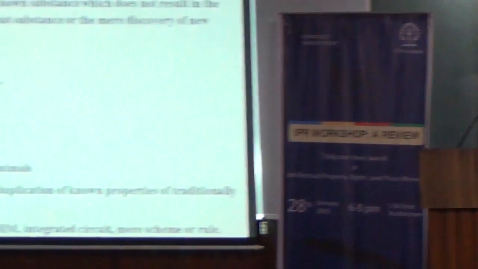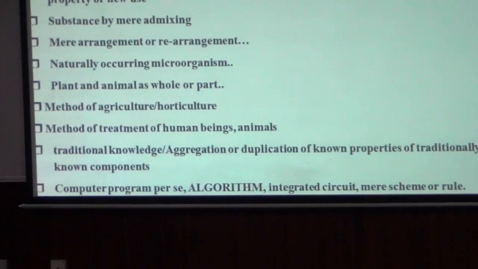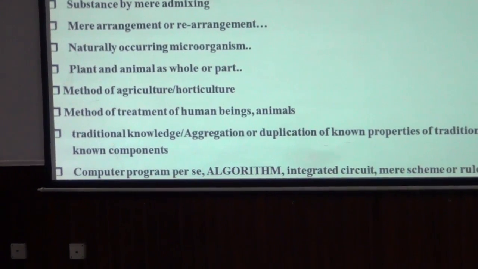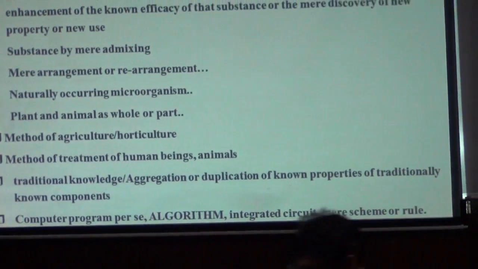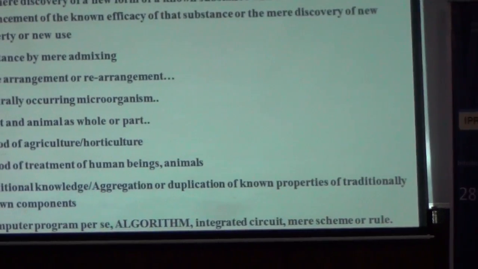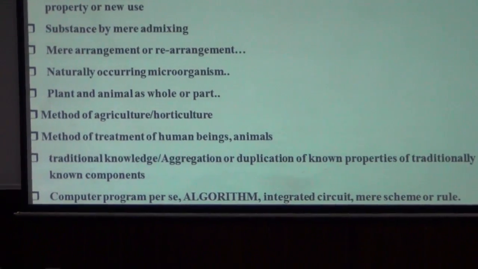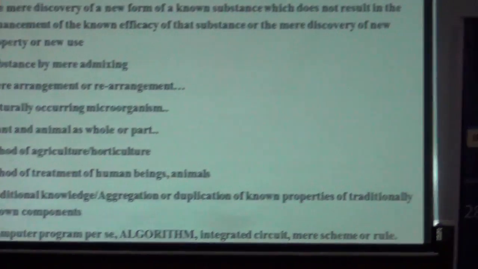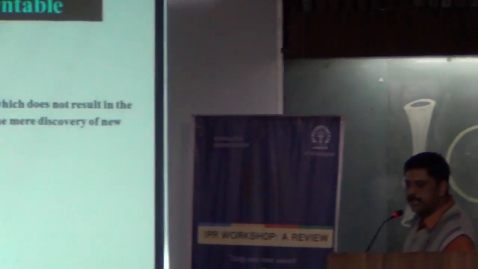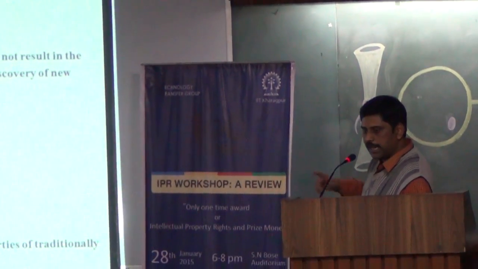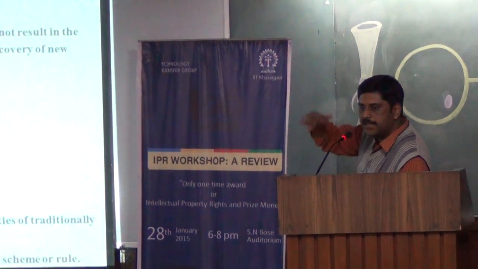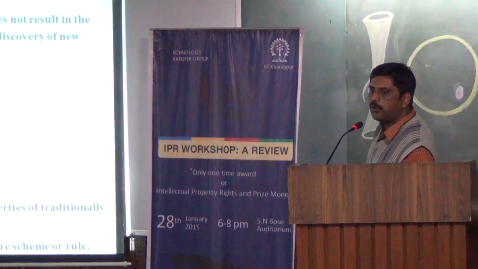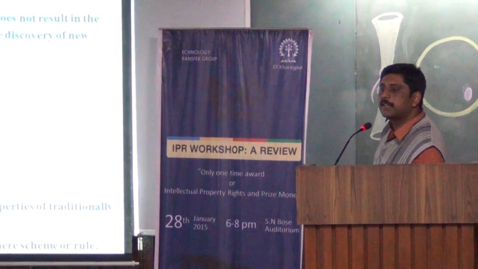Then a method of traditional knowledge related invention is not patentable. Computer program per se, computer program as such, as it is, is not qualified to be patentable. Then algorithm, formulation is not patentable. But how can you make that patentable? That also we suggest. How can you integrate your algorithm or computer program with a hardware component and convert it into a system that can qualify to be patentable.